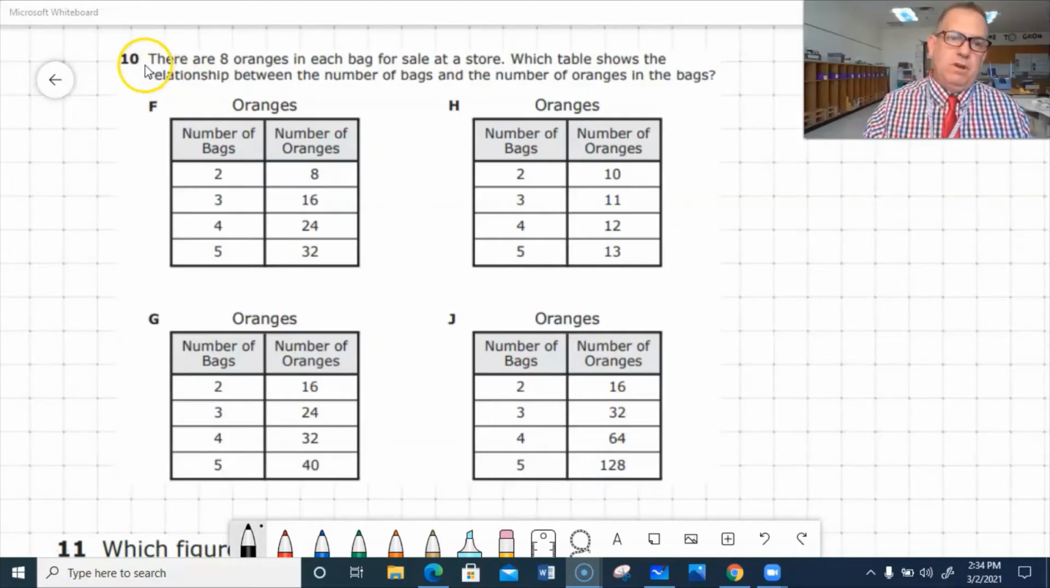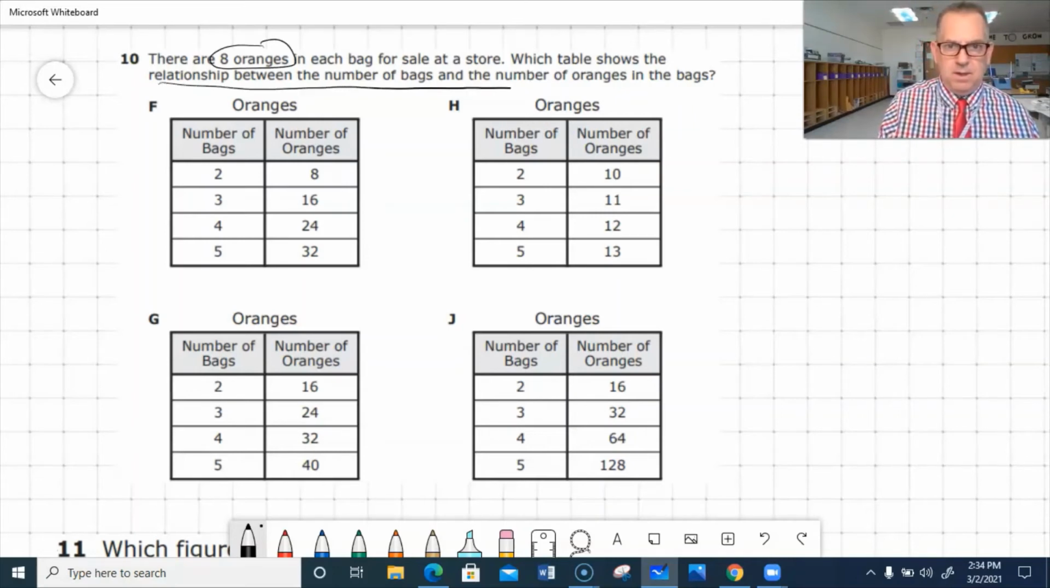Okay, question number 10. It says there are 8 oranges in each bag for sale at the store. Which table shows the relationship between the number of bags and the number of oranges in the bags? So it's important. There are 8 oranges in each bag. And so we're looking for the relationship between the number of bags and the number of oranges in the bags.